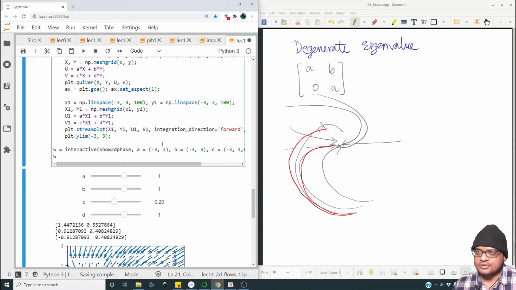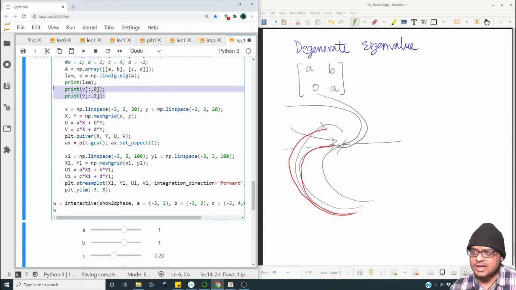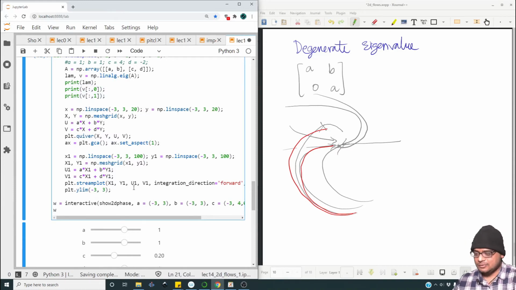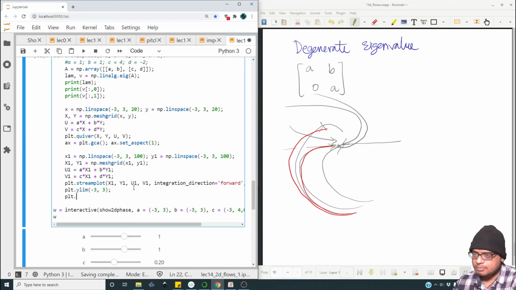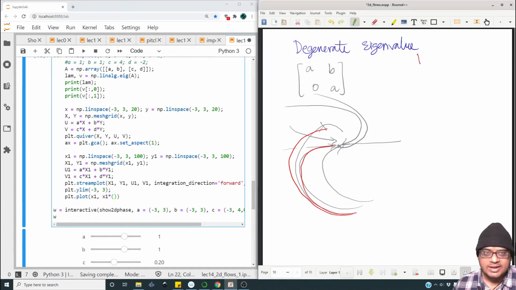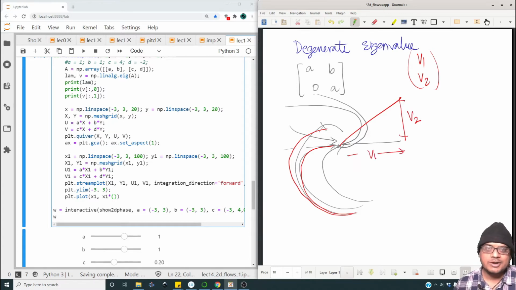The eigen directions we can plot very easily with the help of the eigenvectors, giving us insight into the direction. So plt.plot x1 comma x1 times the slope. Now the direction will be simply the eigenvector. The direction of the eigenvector is simply v2 by v1, because these are components of some eigenvector. I'm just writing it like this. Don't be confused that v1 and v2 are the two eigenvectors.